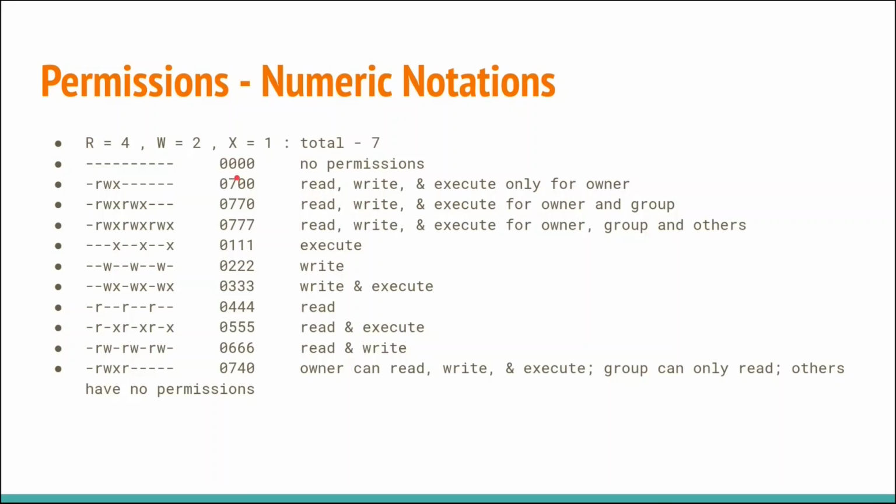So if there is 000 mentioned, that is no permission. Then we have RWX, that is read, write, and execute only for owner. We have 770, that is read, write, execute for owner and group. We have 777, that is read, write, and execute for owner, group, and others. We have 111, that is only for execute. 222, that is only for write. 333, that is for write and execute.